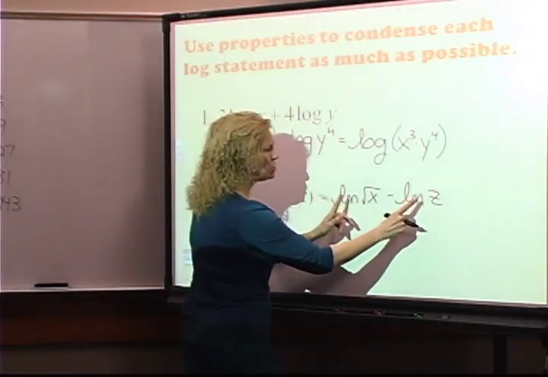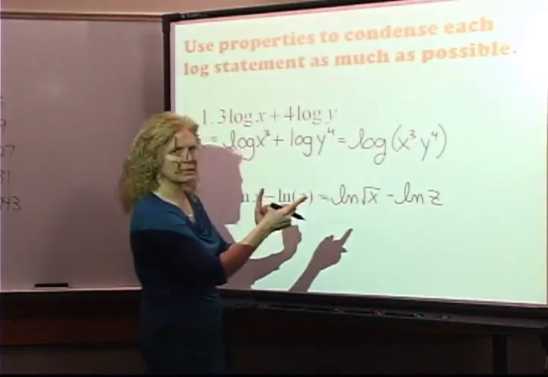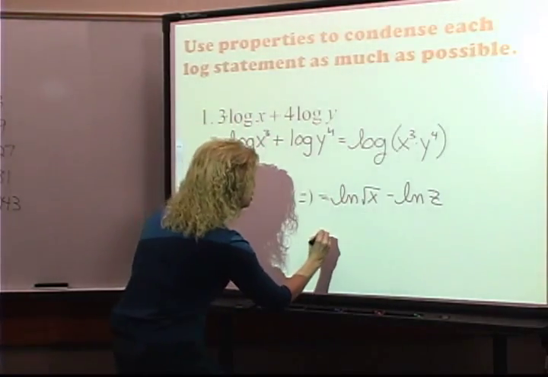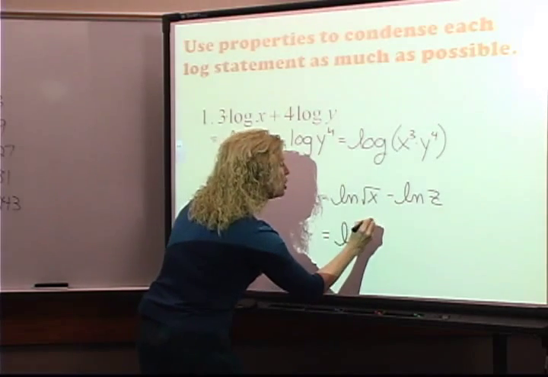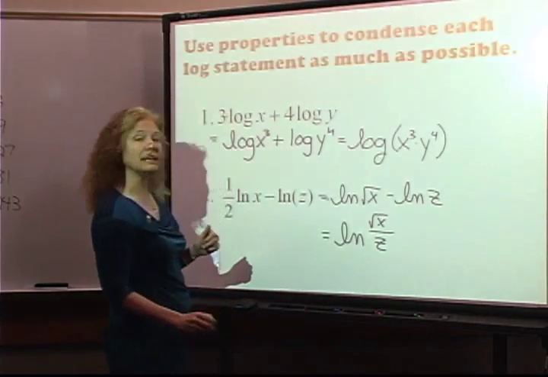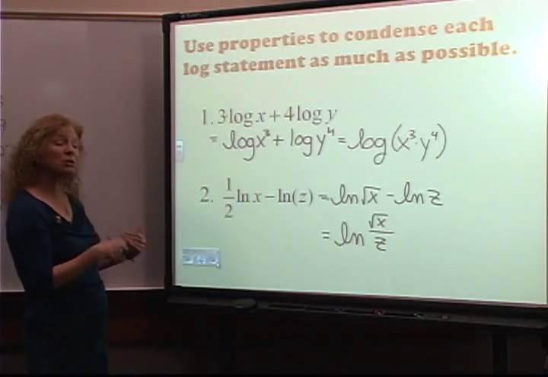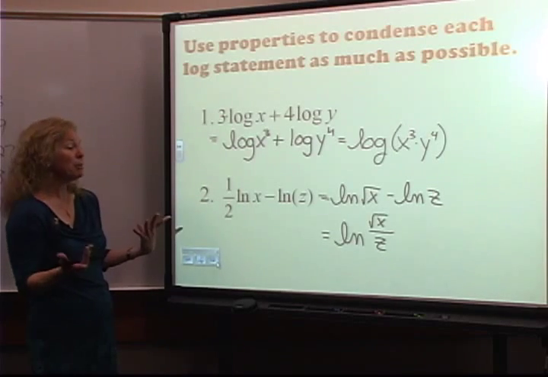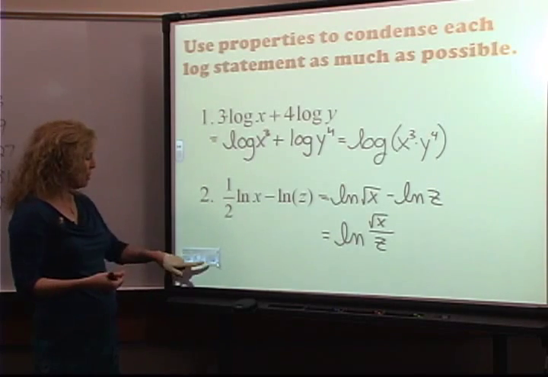Now, if I'm subtracting exponents, what had to be happening? Division. So that becomes natural log of the square root of x divided by z. And I'm done. I have it all into one log statement. And sometimes that's a very handy thing to be able to do, depending on the problem you're working with.